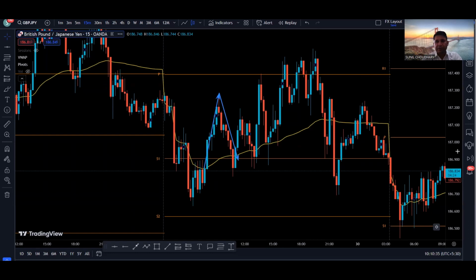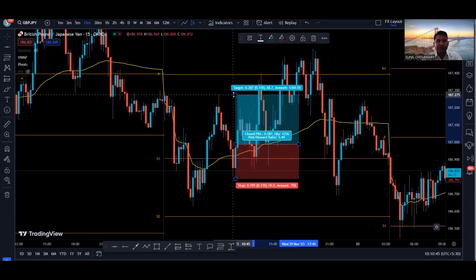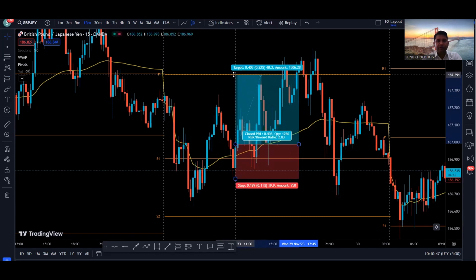So my entry was here, as we could see, and I was waiting for this pullback to the downside. So this is the 15-minute time frame, and the stop loss was below this area. The target was this pivot line.